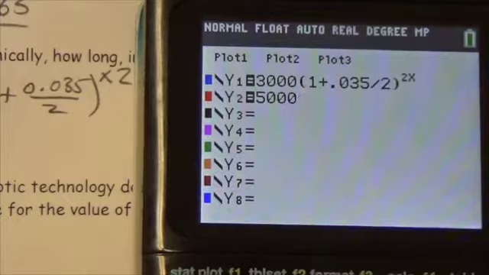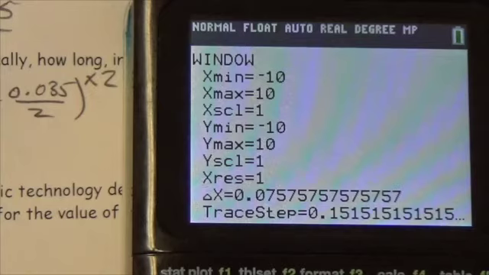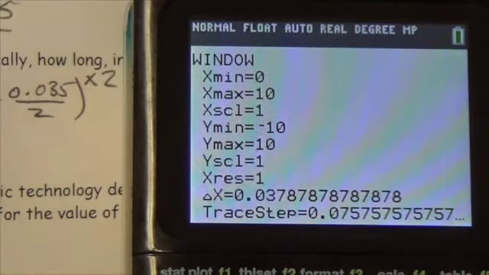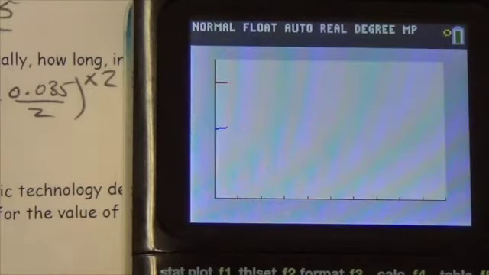Now, if I graph that, right now I'm not going to see anything because my window settings are just my standard window settings. I don't need time to go into the negative, so I'm going to let x min be 0. I also don't need the money to go negative, so y min equals 0. Now, I don't know how long it's going to take, but I do know that my y max, if I'm talking about this money here, has to be bigger than at least 5,000, because 5,000 is that borderline I'm looking at. So let's make it 6,000 just out of interest and see what we get. So there's the 5,000. That's the thing I'm looking for here.